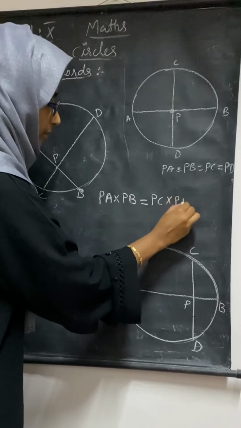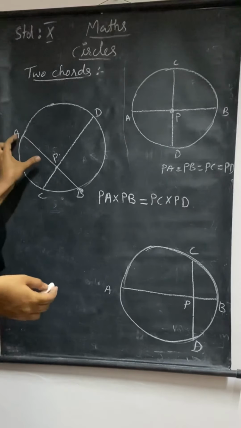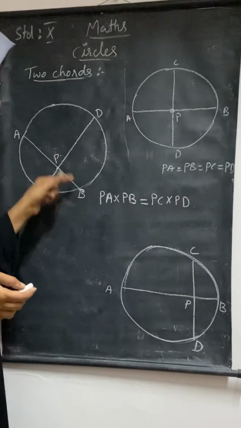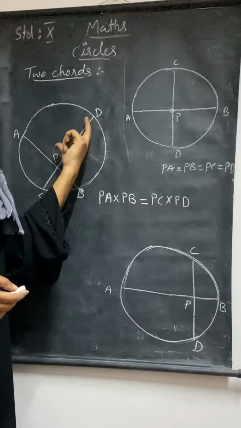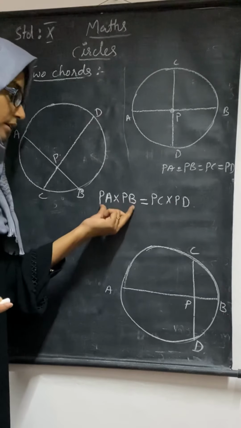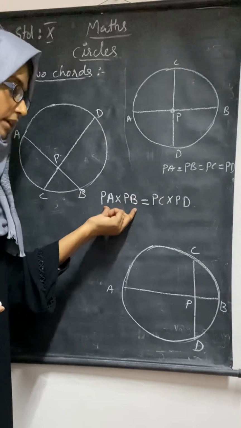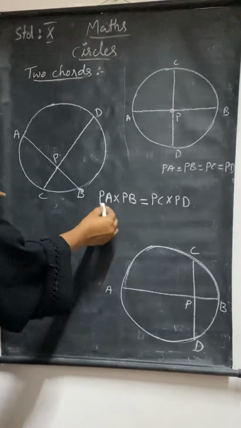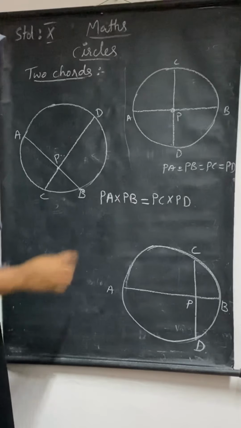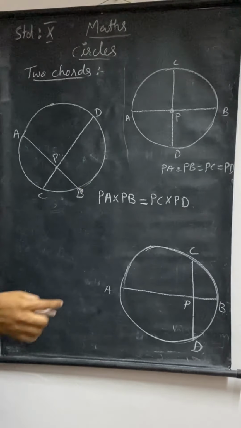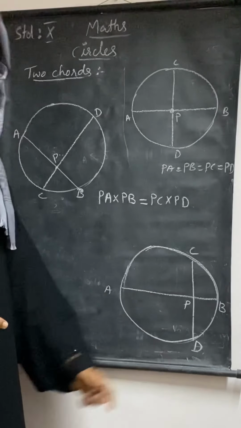PC into PD. That is, whatever the number you have here for PA, whatever the number you have for PB, when you multiply that, and the same here, multiply the product. If you get the product here, and whatever the product here, both will be equal. That is the relation for this figure you have. What is that? PA into PB is equal to PC into PD. That is the thing.